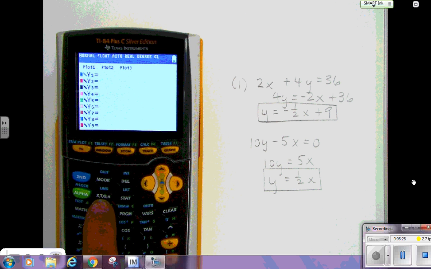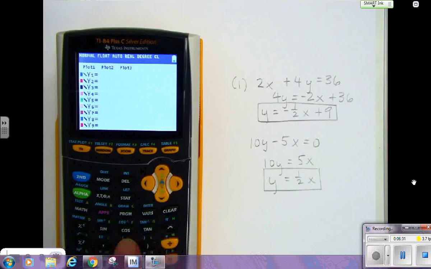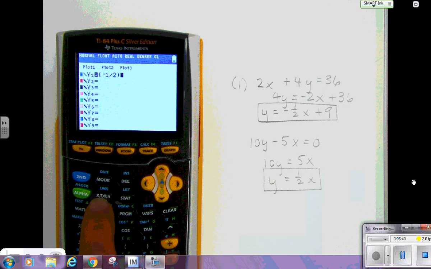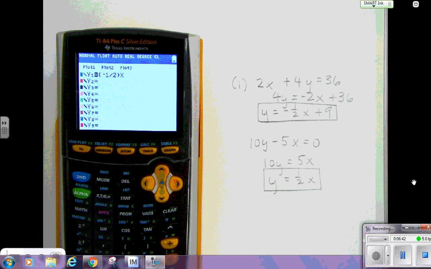Okay, so I'm going to press parenthesis, which is underneath the cosine, the negative button, 1 divided by 2, and then I'm going to press the variable button, so there's an x, plus 9, and I'm not spacing anything, I'm just typing it all in together. Okay, and then enter. So there's your first equation. Now I'm going to type in the next one.